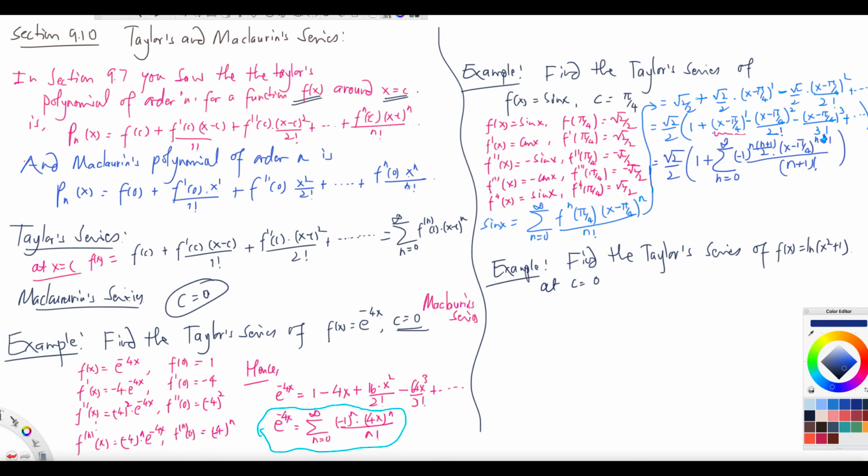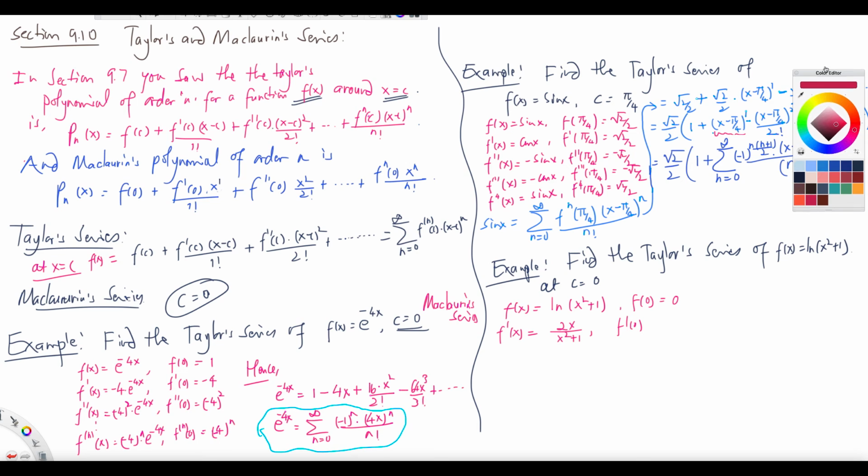So the good thing here is it is at c equals 0. So what I'm going to do here is find out what f of x is. f of x is natural log of x squared plus 1. If c equals 0, you get f at 0 will be what? 0, right? That's what you get. Similarly, what is f prime of x? If you find the derivative of this, you will get 2x over x squared plus 1, right? So f prime at 0, if you plug in 0, you'll get 0 again, right?